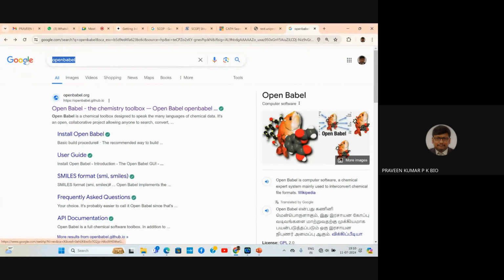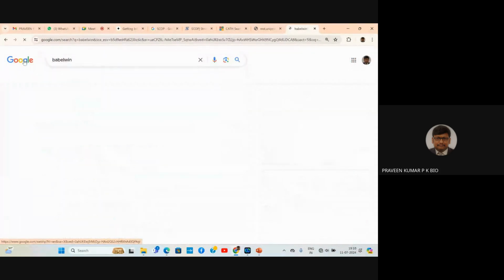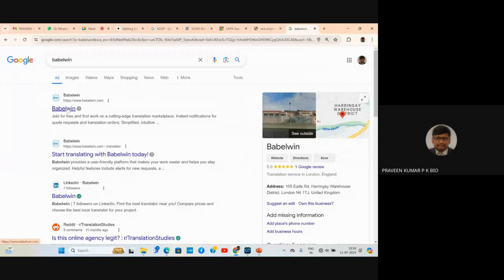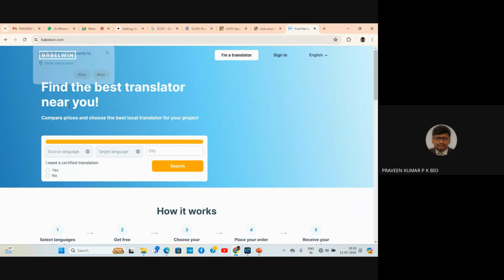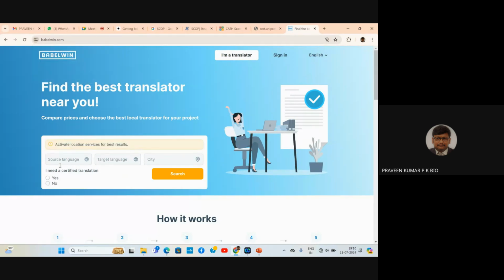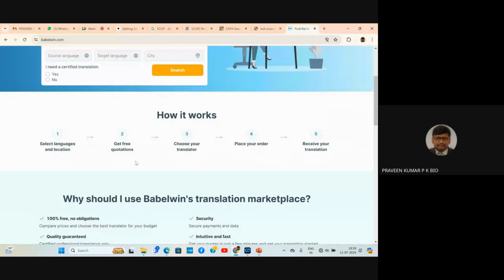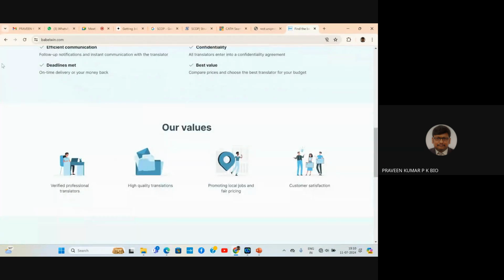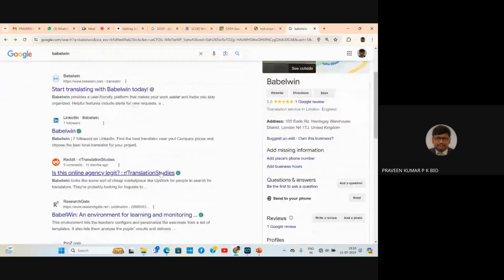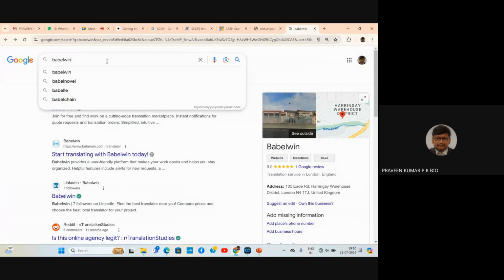But there is also a software called BabelWin. For this, you first download and install, and after installation there is no need of internet. Without internet, if you have a mol format file, you can convert it to mol2. So BabelWin is one of the file conversion softwares. I think this is not the exact website. BabelWin file conversion software.